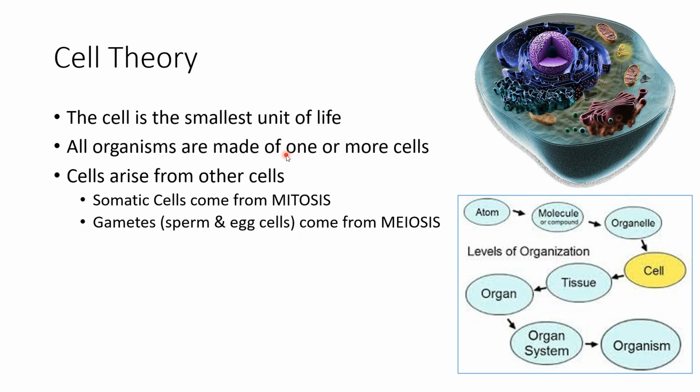Cells come from other cells. Now, they come from other cells in two ways. One way is you've got somatic cells using the form of mitosis to create more somatic cells.